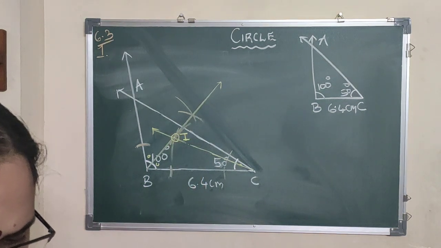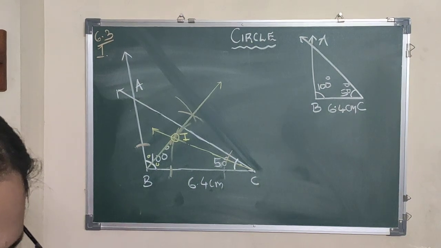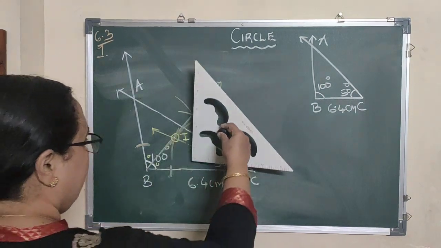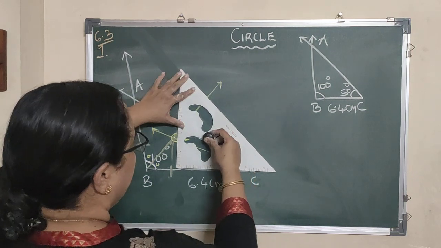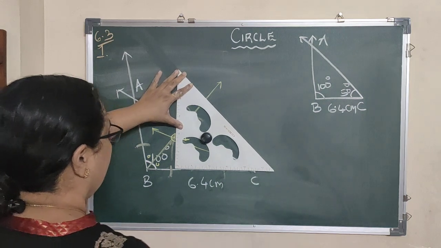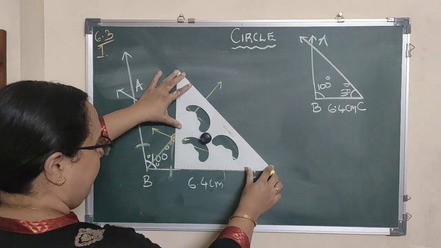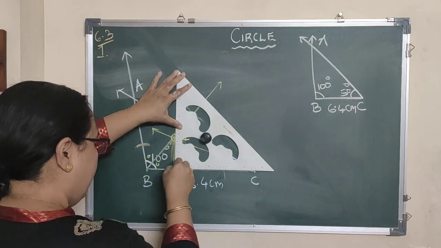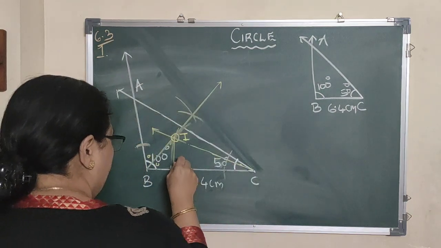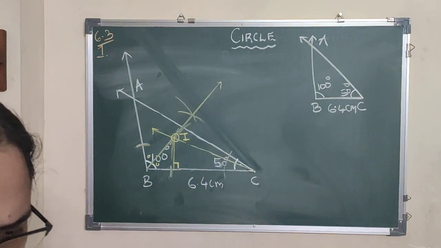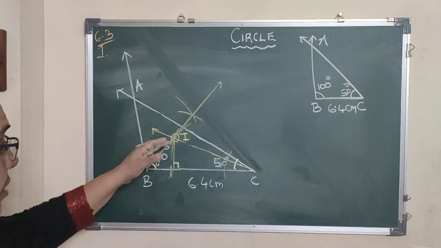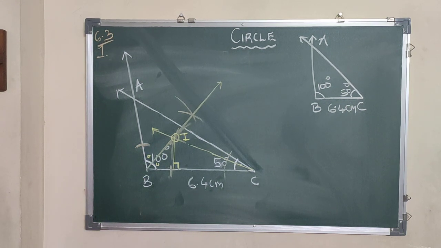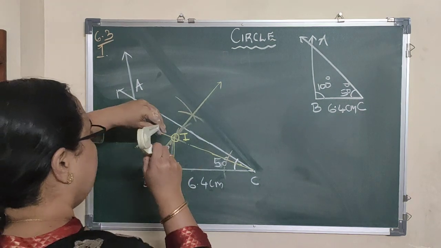I have to drop a perpendicular from I towards BC. I can use a set square very much. I keep a set square like this along the side BC, and I bring it closer to point I, and here I have the perpendicular drawn. This is a perpendicular drawn. See children, if you want you can draw the perpendicular from point I towards BC by using the compass. But I have done it by using the set square. That is also fine. So now take the distance.